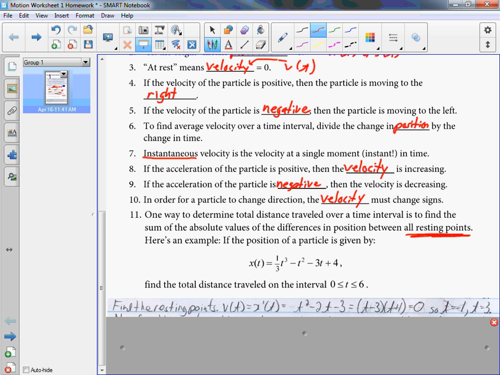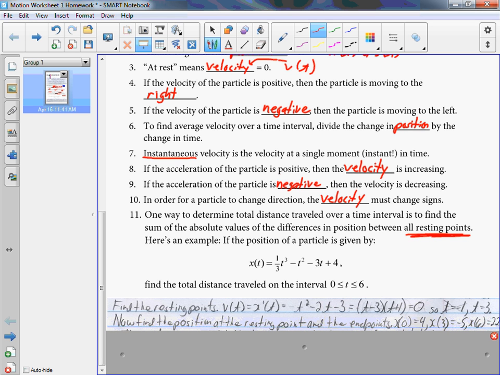All right. So, now we know the resting point. We still, though, have to find the distance traveled. All right, so we start at 0, we rest at 3, so then we start again at 3, and we end at 6. So now, find the position at the resting point and at the end points. That way we can measure the distance traveled from 0 to 3 and from 3 to 6.